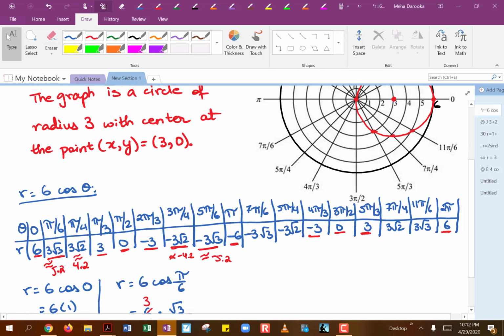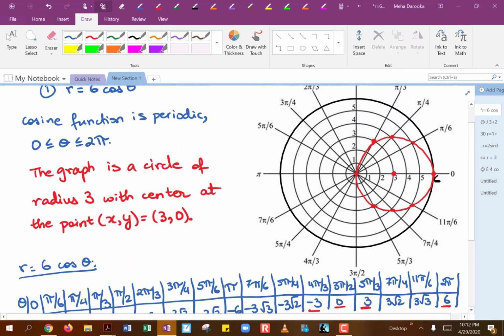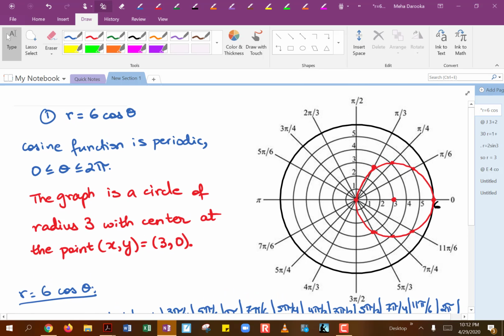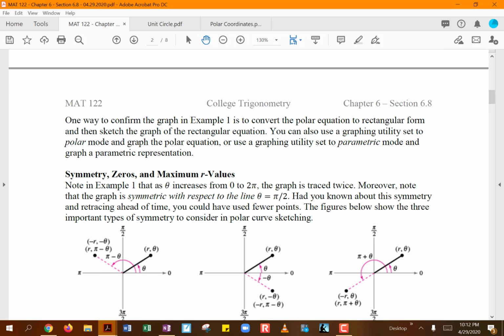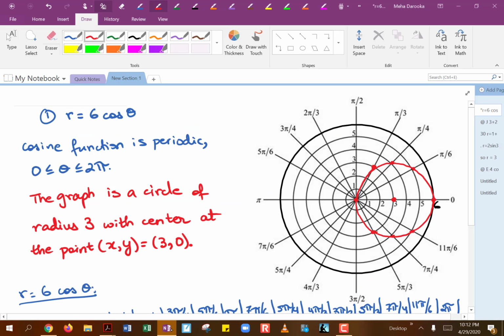Alrighty, so this should give you an idea of how we went about doing this, but let's talk about some other aids which may come in handy. The other thing you could have done is use the rectangular form, converting our polar equation into a rectangular equation and then sketching the graph. You could have done that also if you wanted. Let me just show you that really quickly.